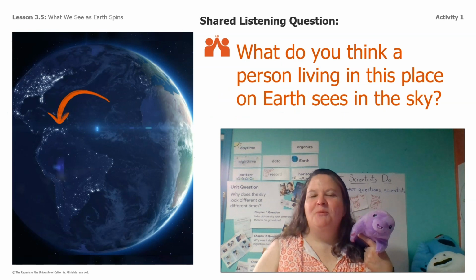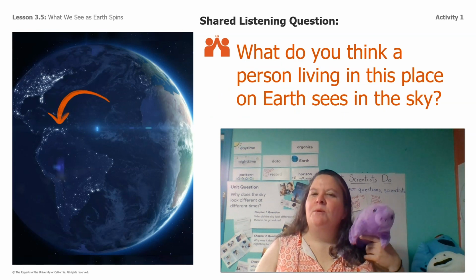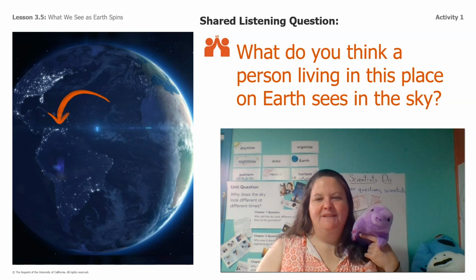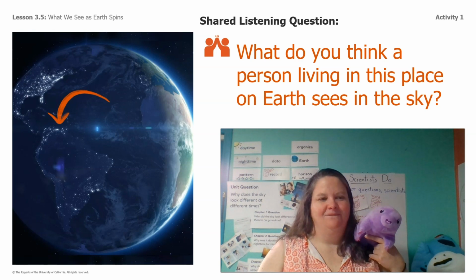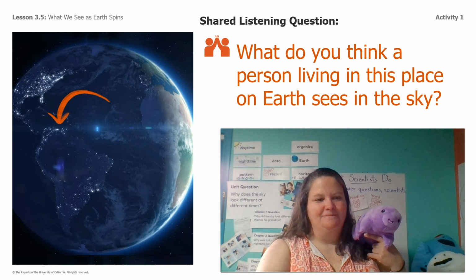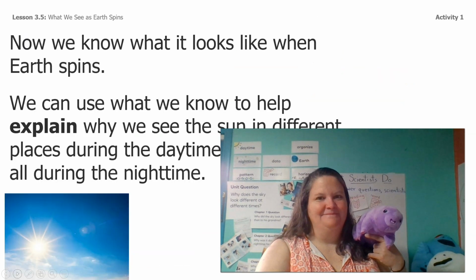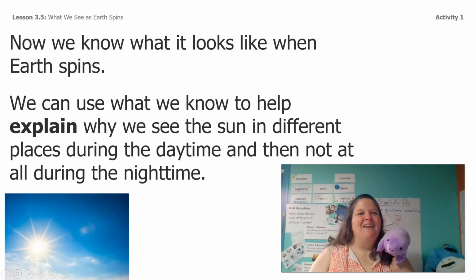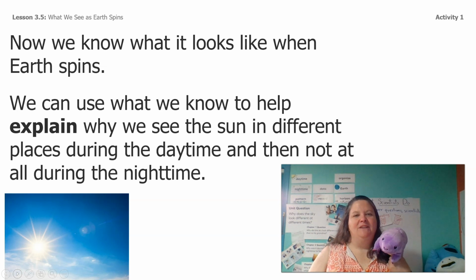What did you talk to your partner about? What do you think the person living in this place on Earth sees in the sky? Now we know what it looks like when the Earth spins. We can use what we know to help explain why we see the sun in different places during the daytime and then not at all during the nighttime.